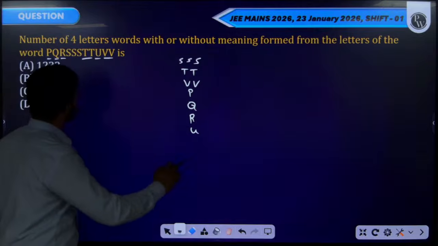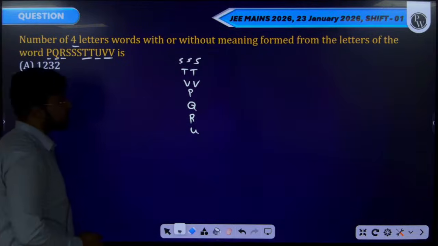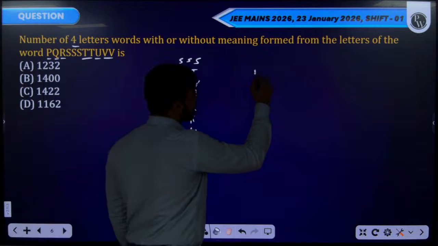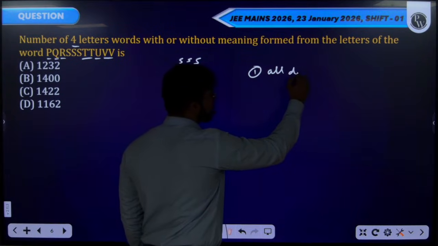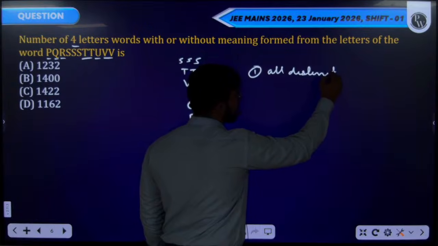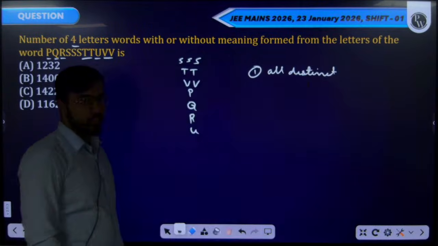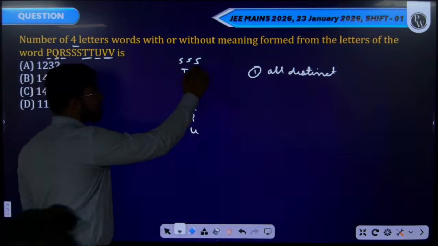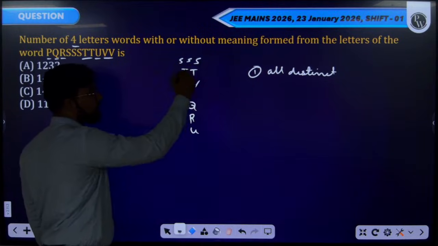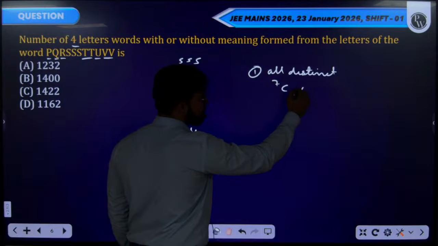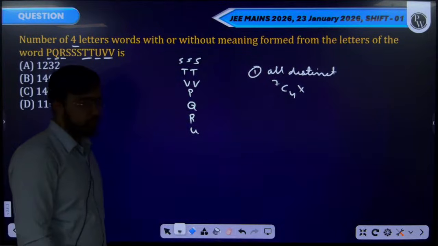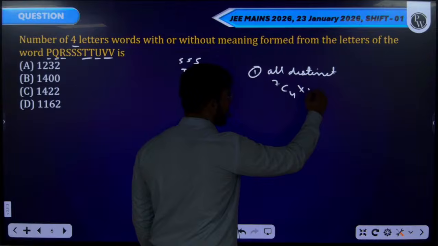Now a 4 letter word we have to form. How can we form it? We have to make different cases. First case: all letters are distinct. So we have to take only 4 letters from these 7 different letters. The selection can be made in 7C4 ways. To make a word, you have to multiply with 4 factorial also.